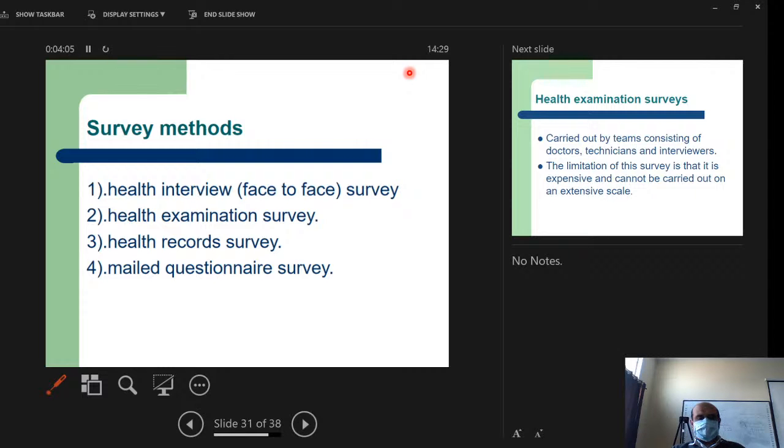Now, health record survey. There are some surveys in which you go through the previous records of patients or data of the hospital. So you do the survey of the records. You don't do face-to-face interaction with the participant. Then the mailed questionnaire survey. These are electronic surveys, which you know nowadays, like Google Forms and other electronic forms, where you can make your questionnaire and email it to the participants. Okay.